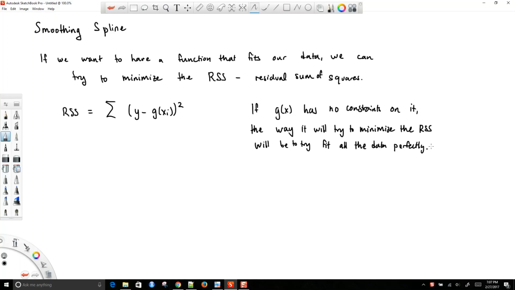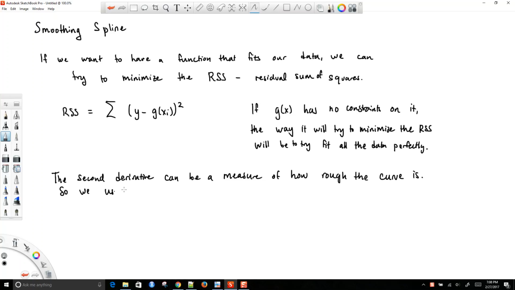So kind of the measure that we can use for how smooth something is, is the second derivative, right? So the first derivative is your slope, and then the second derivative is how often that slope changes, or how much that slope changes. So the second derivative can be used as a measure of how, quote, rough the curve is. Okay. So we use this as a penalty for not being smooth.